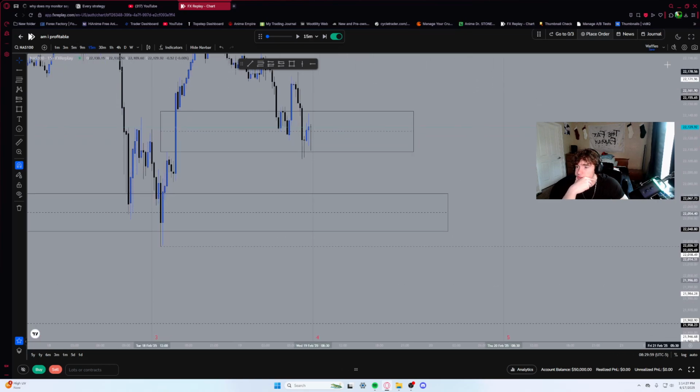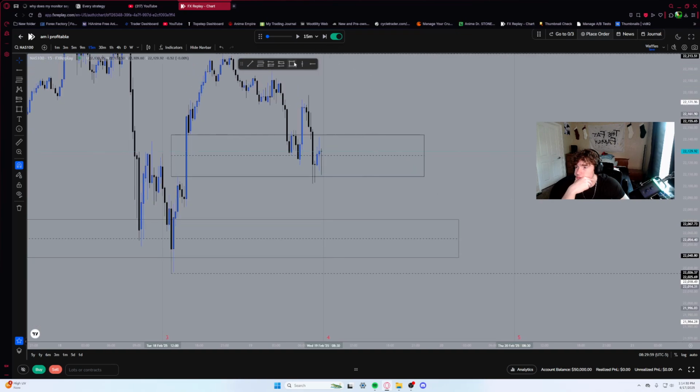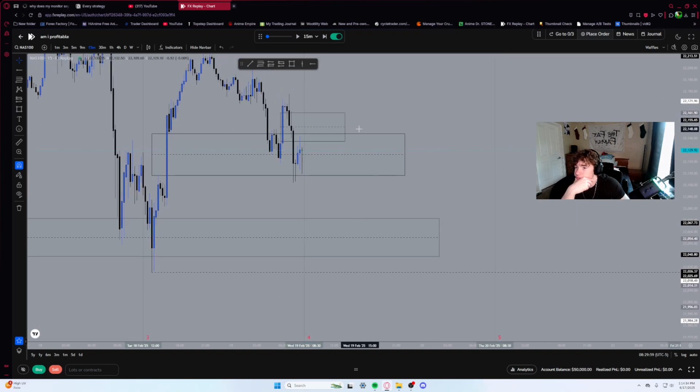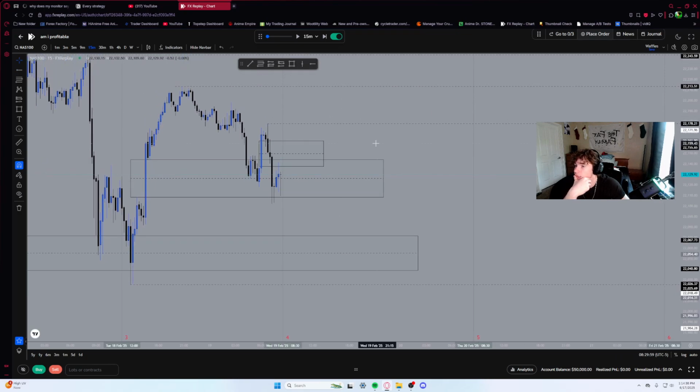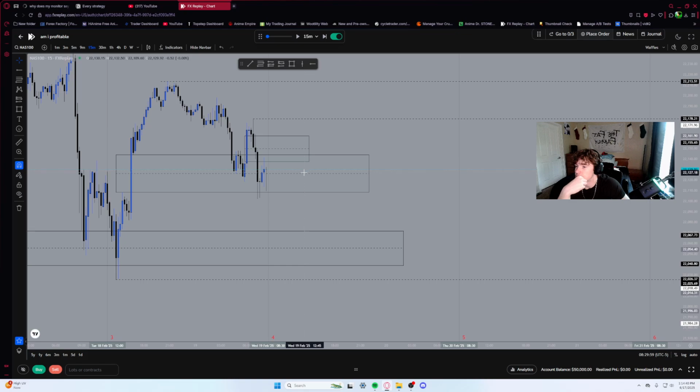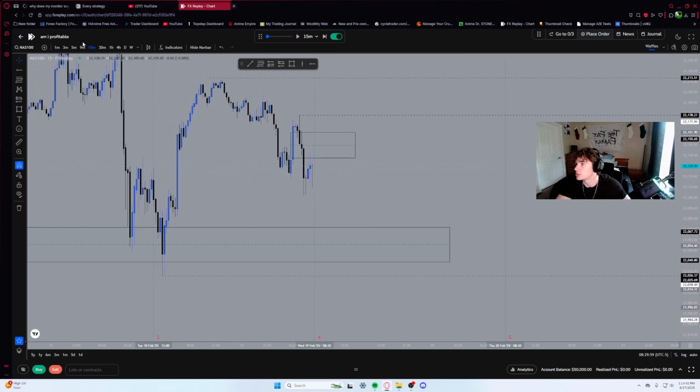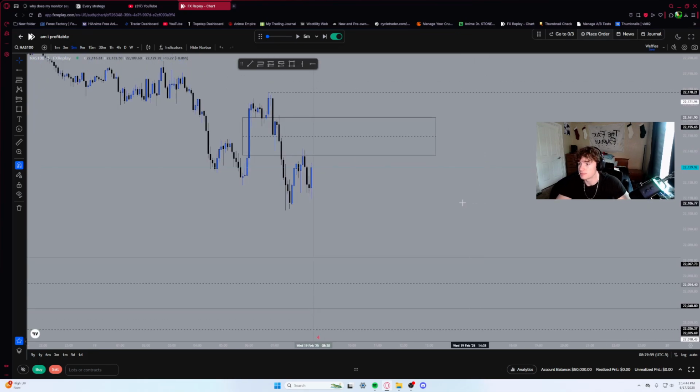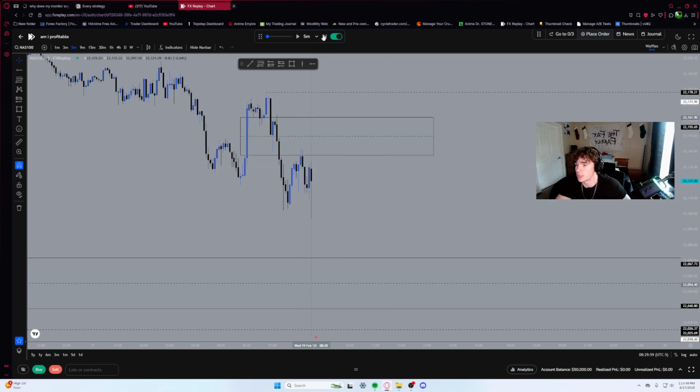15-minute. Inverse this gap. We have a high right here. That would be cool to hit. That would be cool. And screw this gap, it's too much. Cool. 5-minute. Alrighty. Here we go. Bang. What?